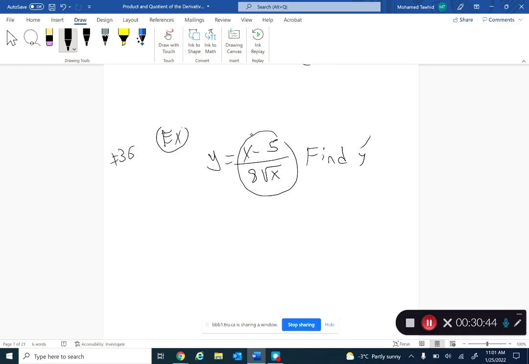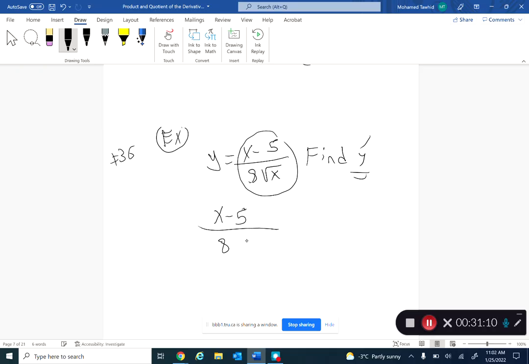So here, how to simplify this one? It's up to you. Sometimes people have good skills. They know how to simplify, then they say, I'm going to simplify, and when I simplify, maybe I try to avoid the quotient rule or product rule. Yes, some people don't like to apply the quotient rule because it's a fraction. How to simplify this before I take y prime? x minus 5 over 8 square root of x.